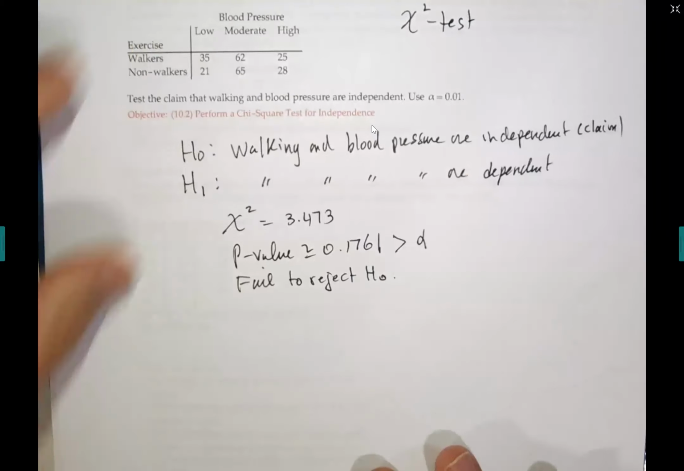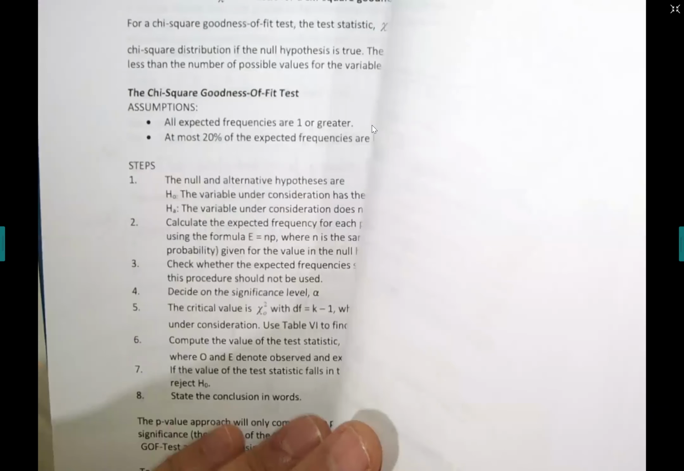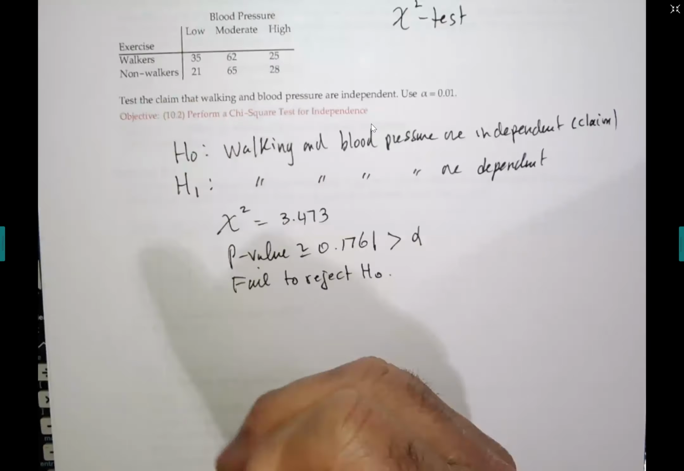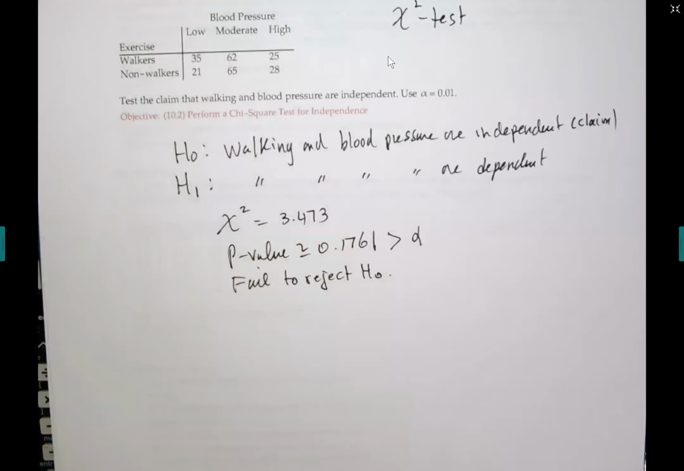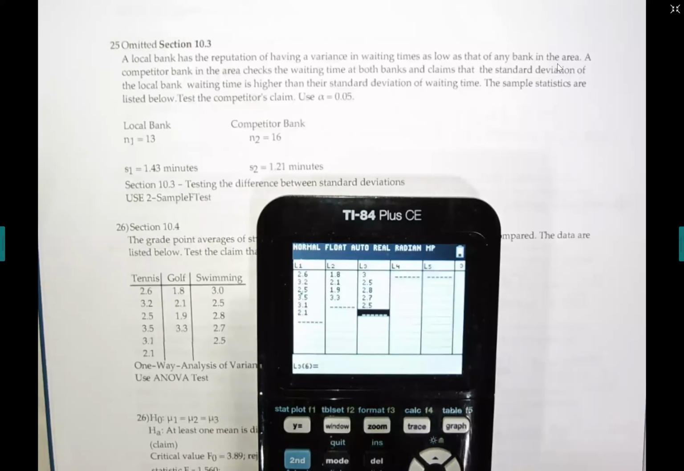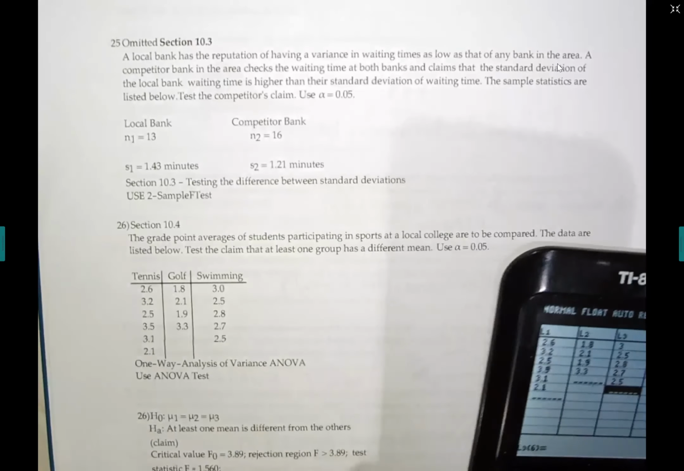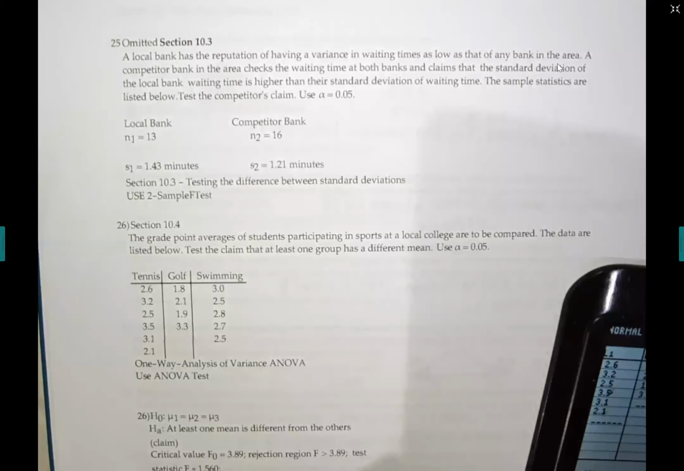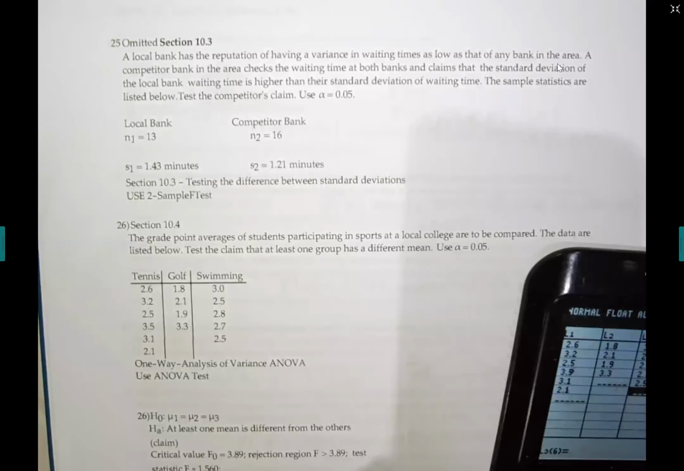Last question, which has to do with section 13.1 for my students online, and my students on campus, it's section 10.4. It's Anova. Where is that question? See? And we will be done, guys. Just give me 1 minute and we'll be done. Okay. The grade point average of students participating in sports at a local college are to be compared. The data are listed below. Test the claim that at least one group has a different mean.